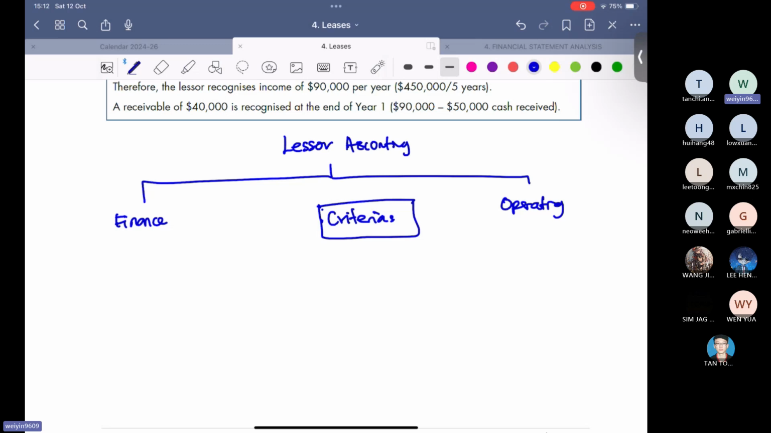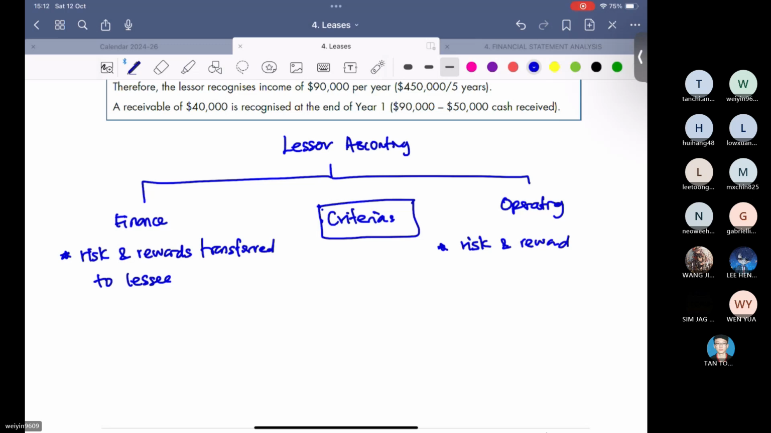So criteria, I mean, we come to the very basic one: it will be risk and reward transfer to the lessee for a finance lease, and for an operating lease, risk and reward not transferred.